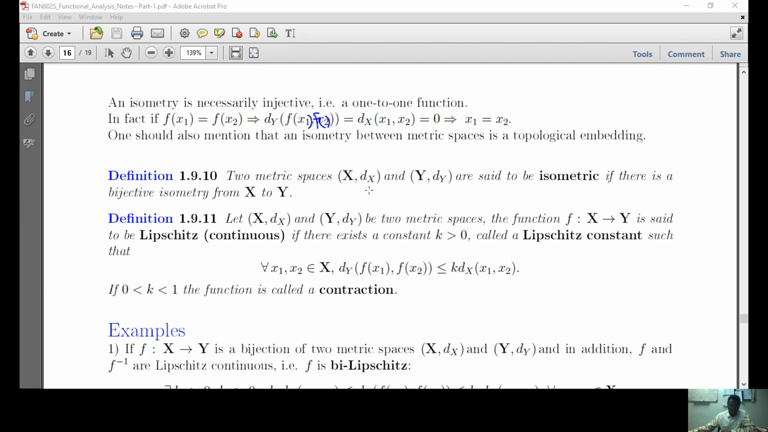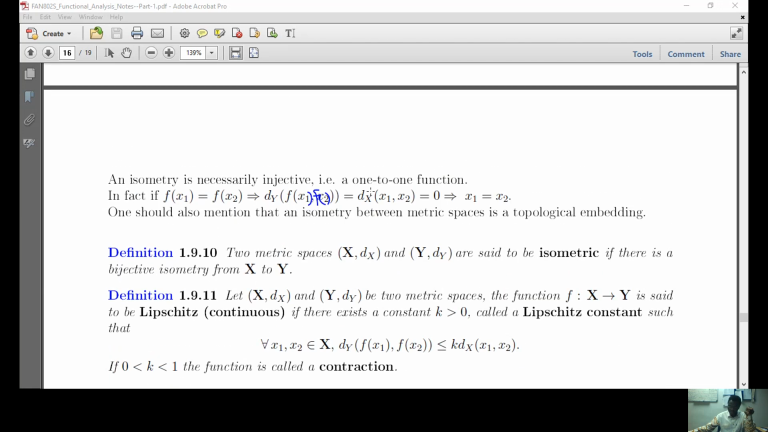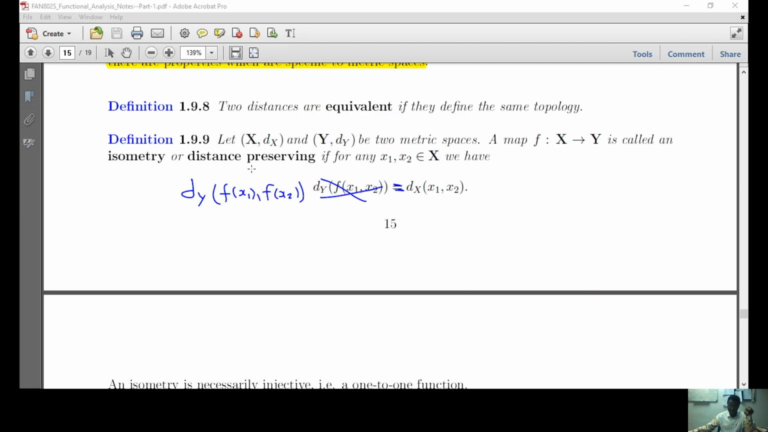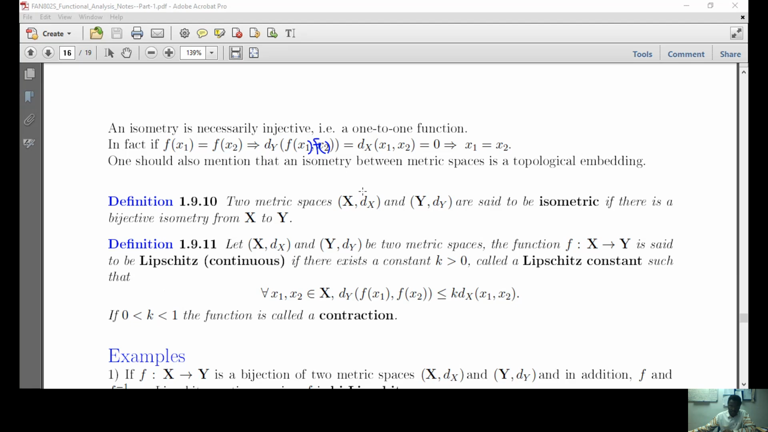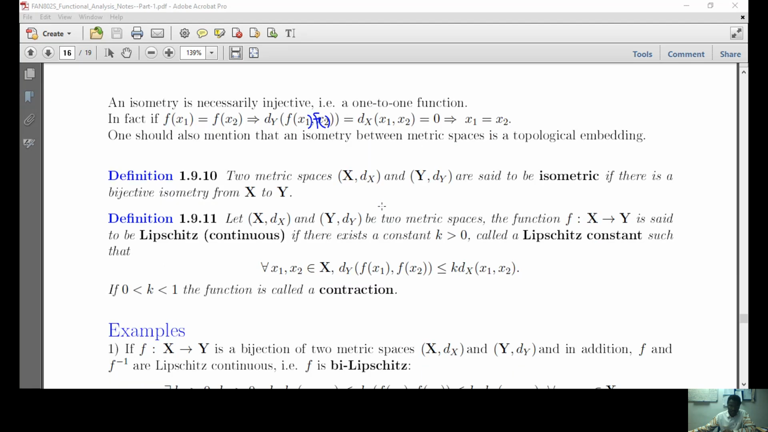Okay, now the next thing. So we mentioned isometric function here. A map is called an isometry, or isometric function, or distance preserving, if this is true. Now we are going to define something else here. Two metric spaces (X, dX) and (Y, dY) are said to be isometric.